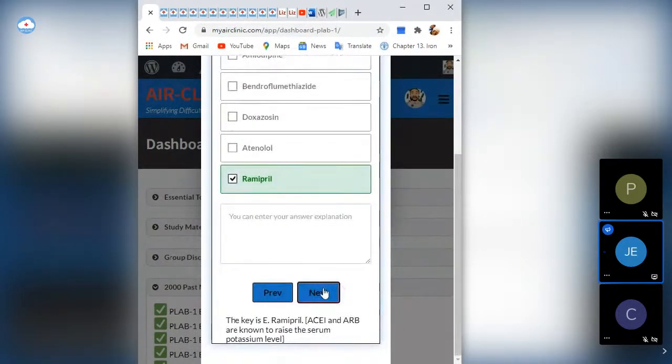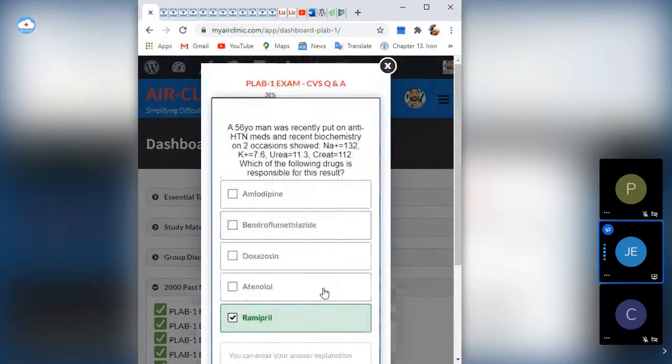ACE inhibitors are known to raise serum potassium level, as well as ARBs. In our previous discussions, I remember mentioning the other side effects of ACE inhibitors, and the code is CAPTOPRIL. C is for the dry brassy cough they have. A is for angioedema. P is for potassium, which is usually high potassium, hyperkalemia, like we mentioned here. T is for teratogenicity, so it is very much teratogenic.